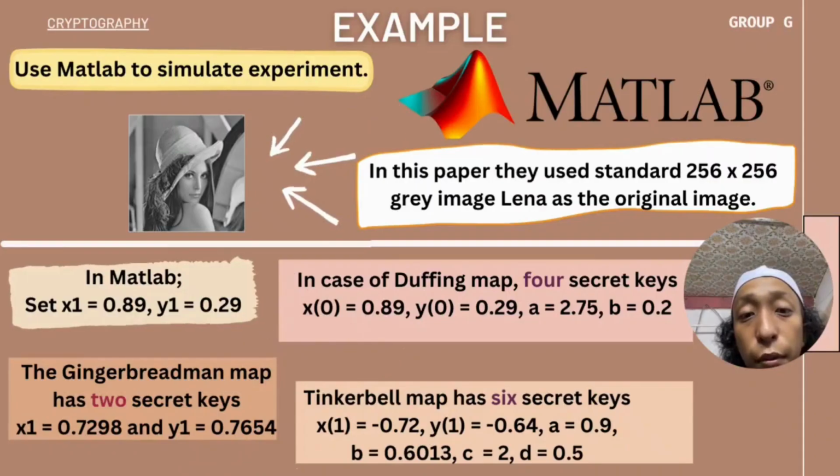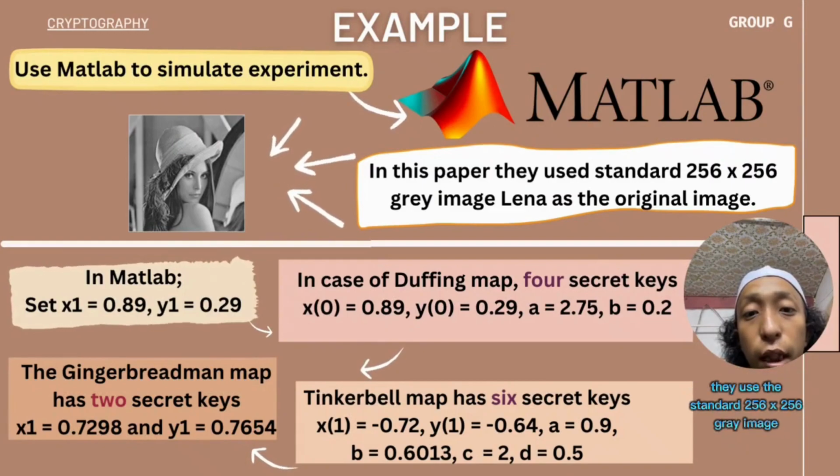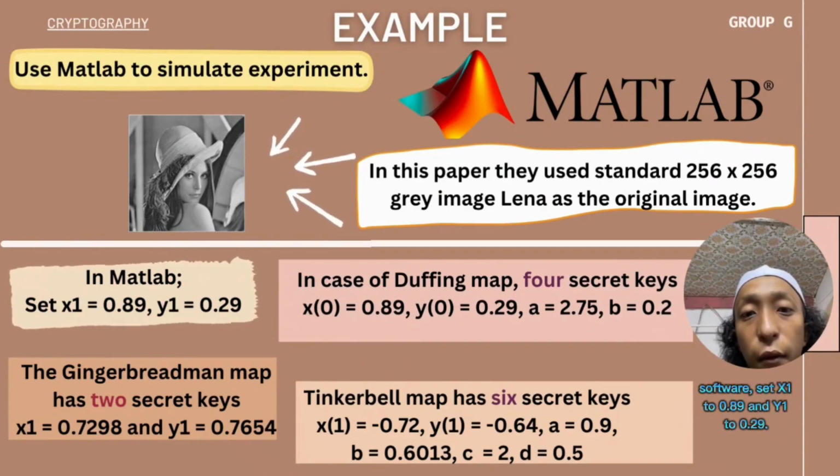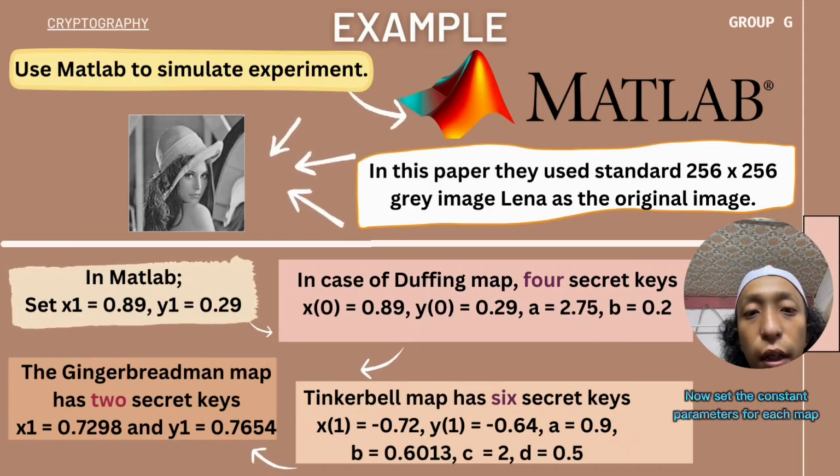Thank you. To simulate the example in this paper, they use the standard 256 by 256 gray image Lena as the original image. Using MATLAB, set x1 to 0.89 and y1 to 0.29. Now set the constant parameters for each map accordingly.